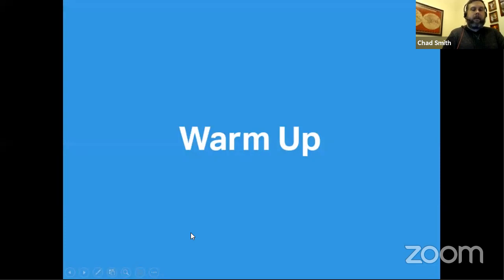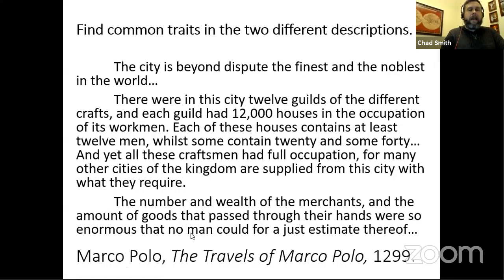All right. I've already previewed the lesson for you a little bit, but I want you to take some time and find common traits in the two different descriptions. Before I do that, it's going to be really hard to find common traits when you just read the first description. So in the first description, you're going to have to look for characteristics of the city being described. And then in the second document, you look for characteristics of the city. And then you compare your characteristics. Don't look for similarities in one document. You'll never, ever, ever find it.